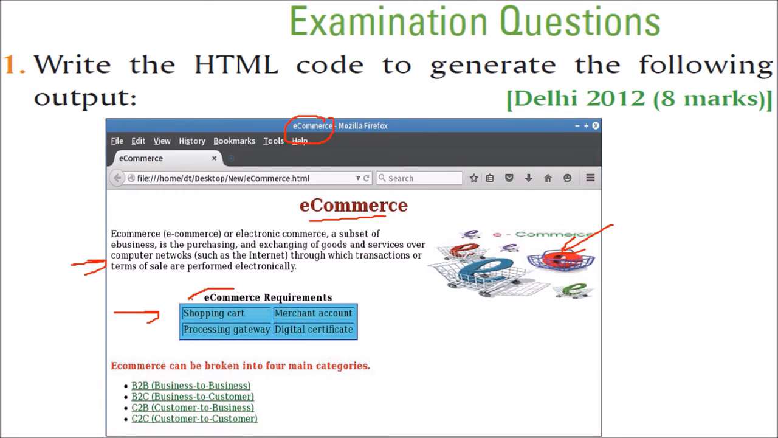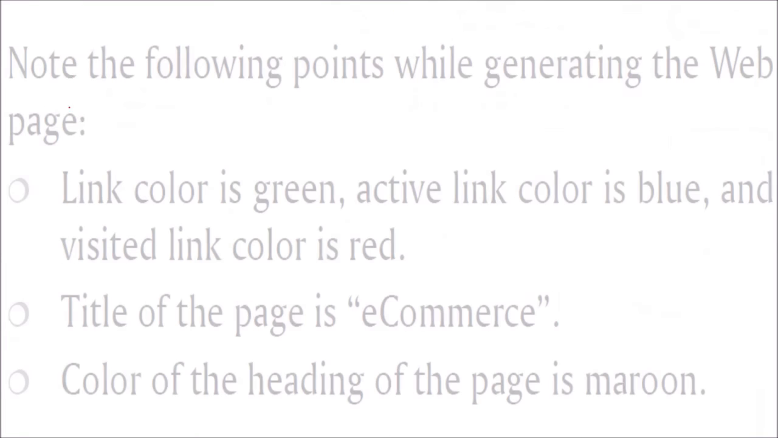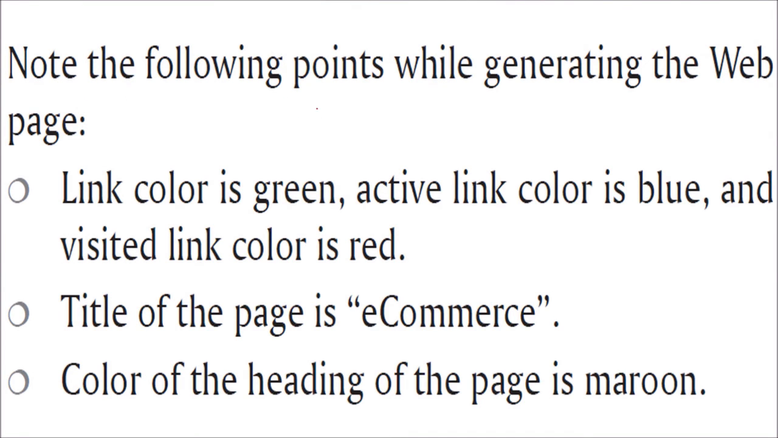This is a table. This is about table you have to write. This is a table 2 by 2. It's 2 rows, 2 columns. These are the table content. Then we have some more content in red. These are 4 links. And this is an unordered list. So you have to see these points.